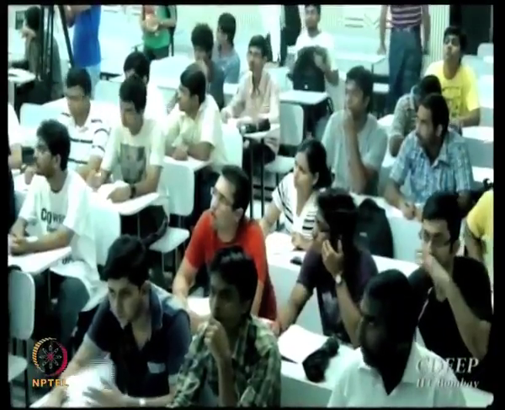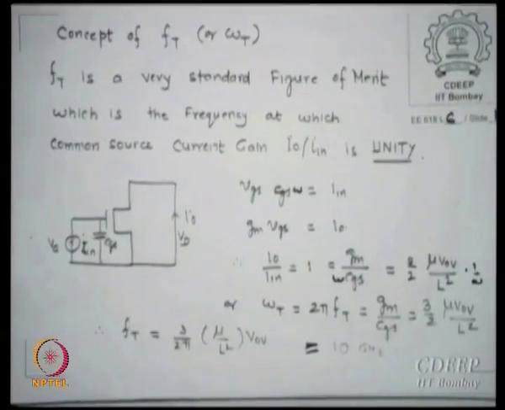We were looking the other day at the maximum frequency at which an amplifier or an analog circuit can function, and we gave a concept of what we call the figure of merit frequency, which is essentially called FT. We did derive, or at least showed you, that typical FT is GM by CGS.